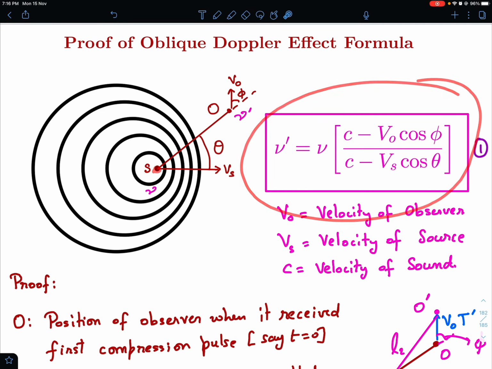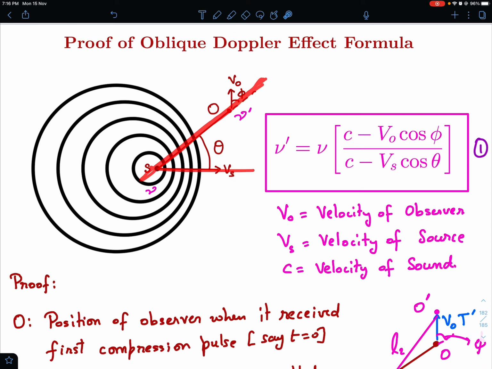So the formula, I am sure all of you know. Suppose there is a source S moving with some velocity Vs, and there is some observer O moving with some velocity Vo, and the line joining the source and the observer makes an angle theta with Vs and an angle phi with Vo. Then the apparent frequency observed by the observer is nu, the emitted frequency, into (C minus Vo cos phi) divided by (C minus Vs cos theta). Here there can be a plus or minus depending on whether the bodies are approaching each other or moving away from each other.